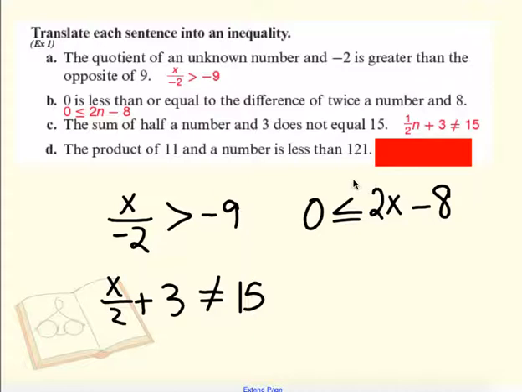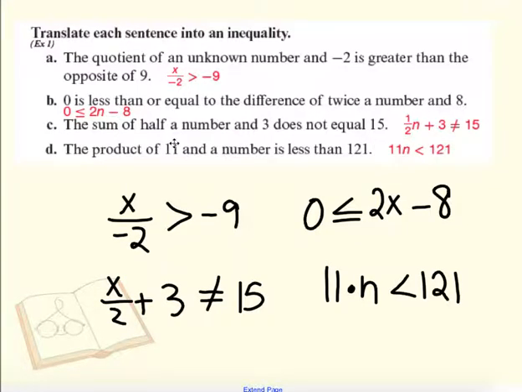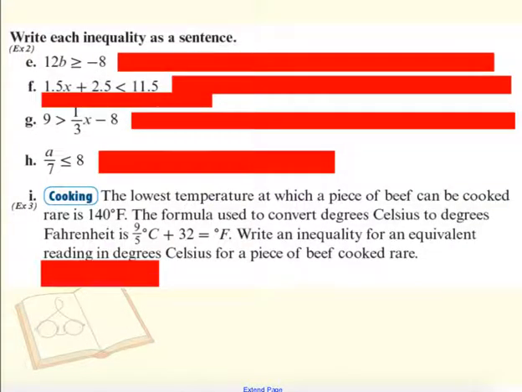And D, the product of 11 and a number is less than 121. So the product, we're multiplying, 11 and a number is less than 121. All right, so just break down these sentences and with what you know about these words, create those relationships. All right, how about if we are given some sentences or some mathematical statements and we need sentences from them?